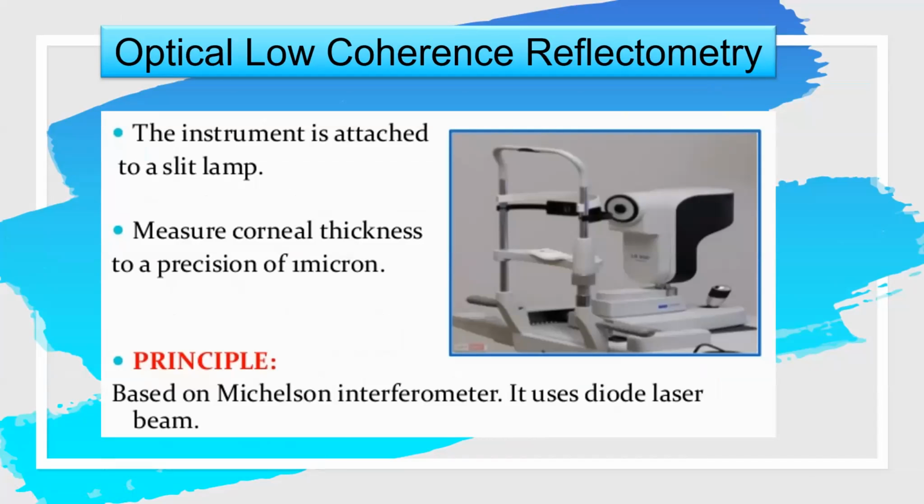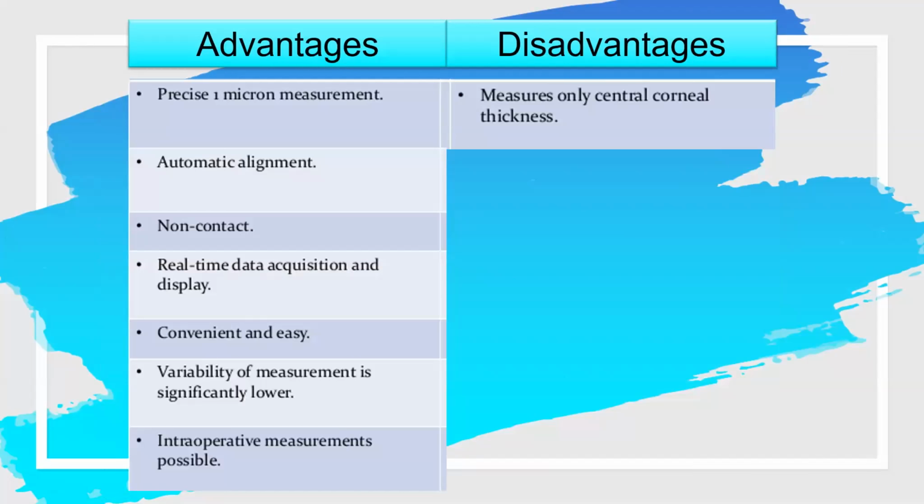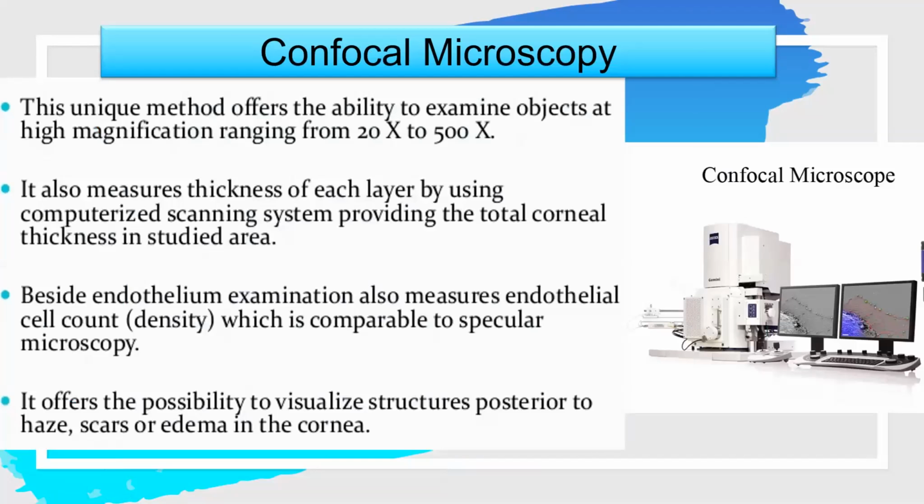Now coming to another device, which is optical low coherence reflectometry, which is attached to the slit lamp, and sometimes you have a separate machine like this. It also measures corneal thickness nicely, is based on Michelson's principle and uses a diode laser. It is a non-contact device, but the only thing is you don't have any added advantage like with the Orbscan, where you can have a simultaneous topography image, or with specular, where you can have a simultaneous cell count also. Now coming to another device which can do the corneal thickness measurement, confocal microscopy.